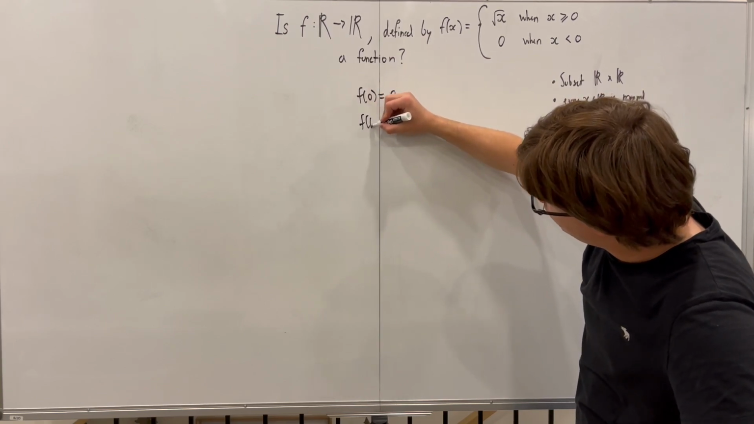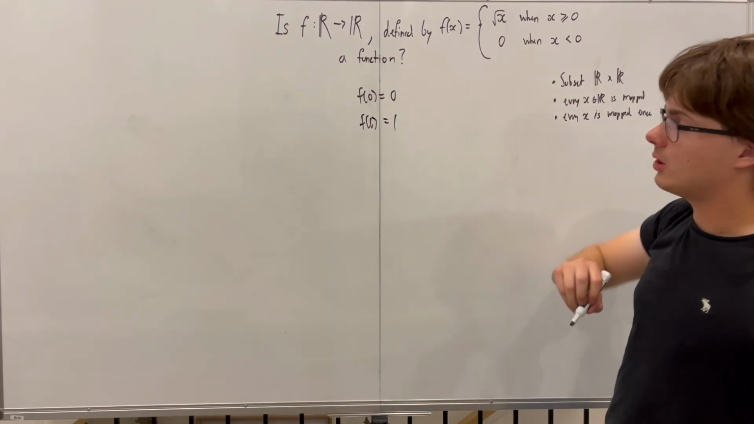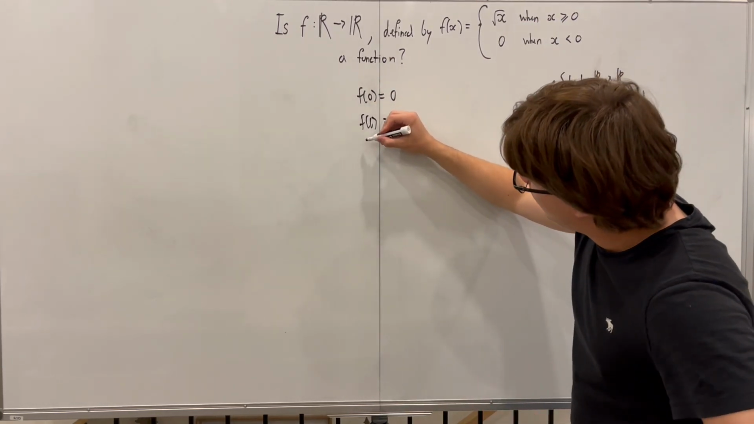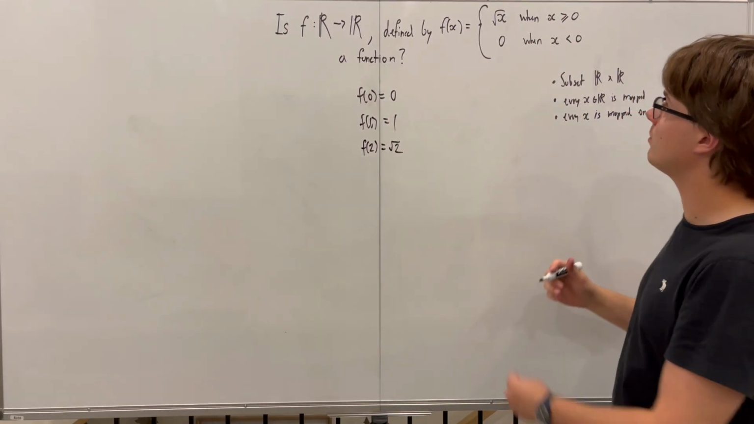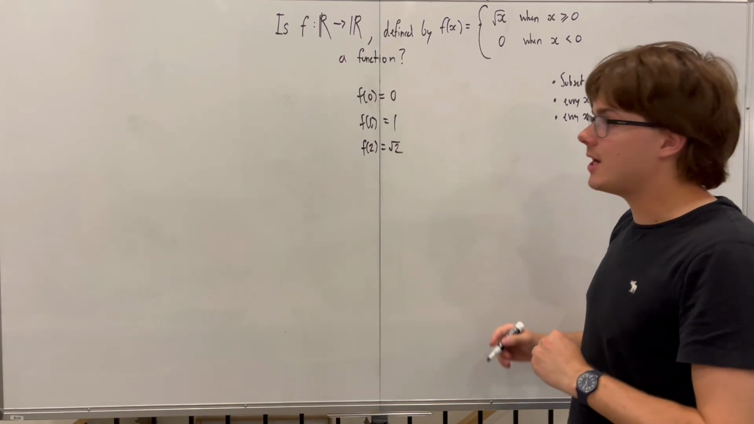Then we say f of 1, that's just going to be 1 because we follow that the square root of 1 is 1. F of 2 is going to be the square root of 2, which is still a real number, so we're just following this. Now let's try negative numbers.